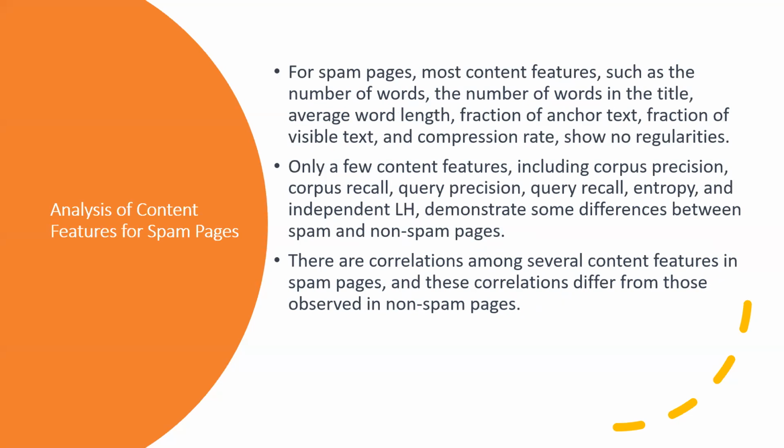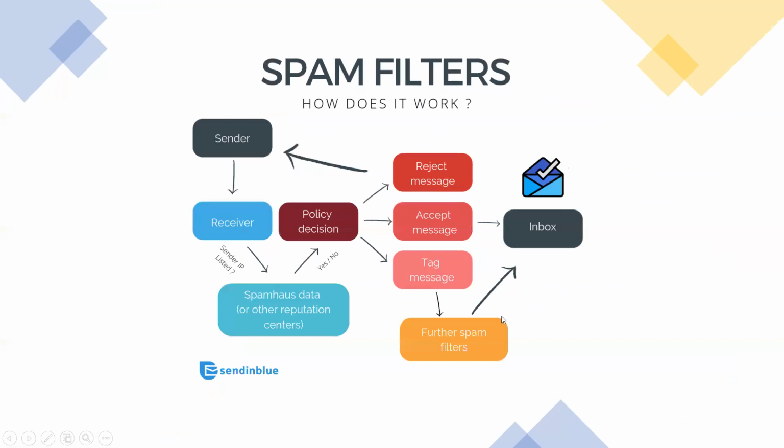So this is the analysis of content features for spam pages, which I said before. Coming to spam filters, take a Gmail account for example: how are filters used for distinguishing mail as spam and non-spam? Here we can see the sender, receiver, and also spam page data, policy decision, and reject message. From this policy decision, it can reject, accept, or tag the message. If it is an accept message, it will come into the inbox. If it is a reject message, it will go to the spam filter. And for a tag message, further spam filters are used on that message, and at last it will go to the inbox.